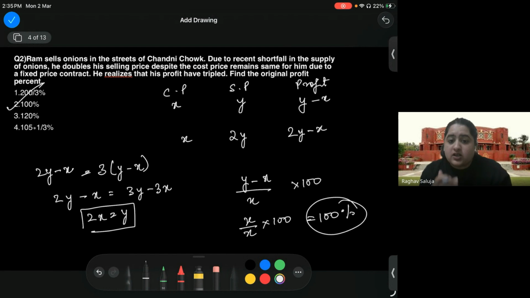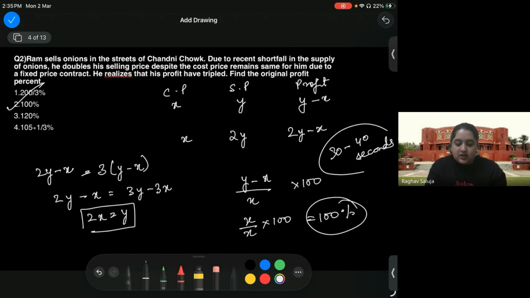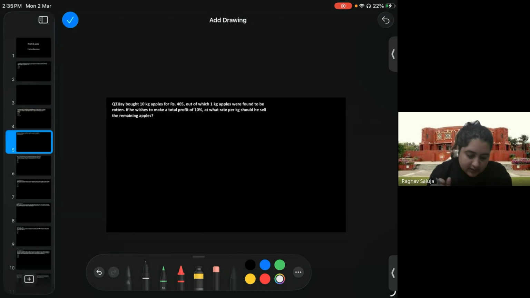A very simple question, and CAT does give simple questions for profit and loss only. And sometimes you will get questions like this, so make sure you ace it and complete it. I don't think you need more than 30 to 40 seconds to attempt this kind of question. So just consider this a bonus question and always attempt it.